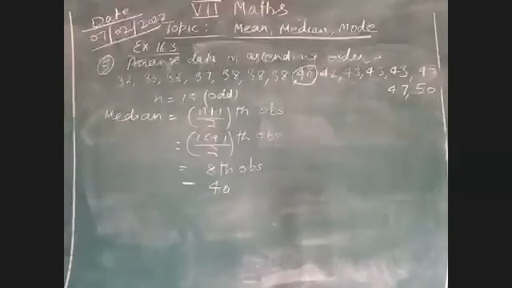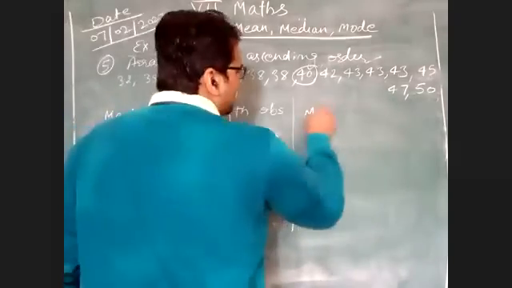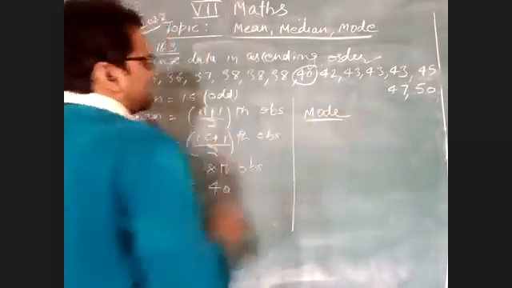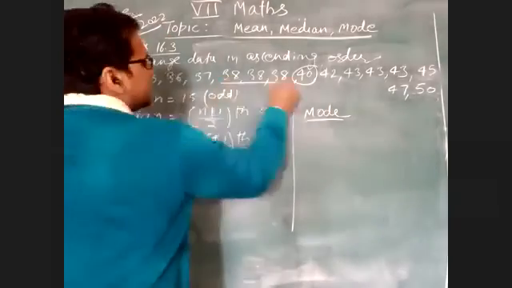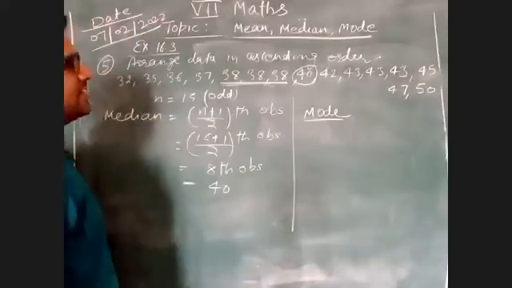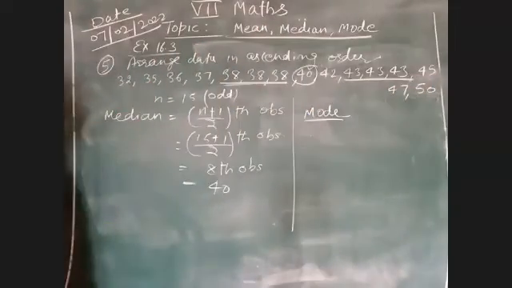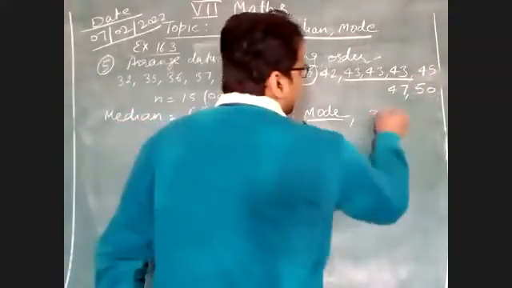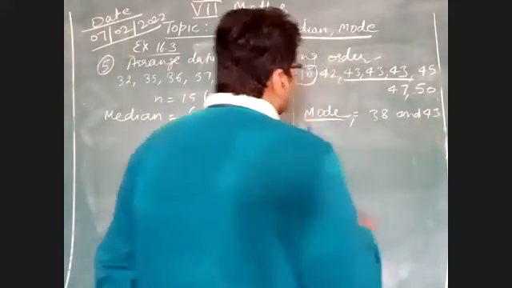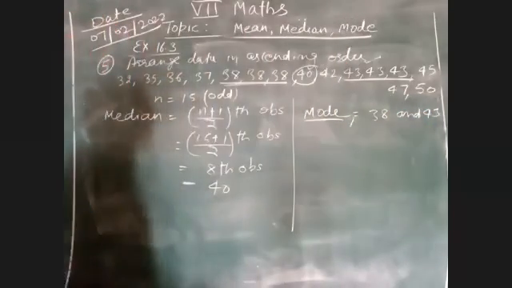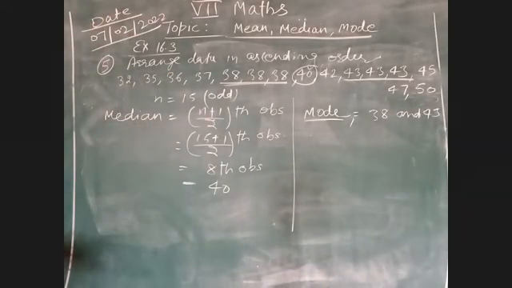Now you have to find out the mode. And now we are calculating the mode here. You all know that mode is the value which is repeating the maximum number of times. Here 38 is repeating 3 times, and 43 is also repeating 3 times. So for this question, the mode will be 38 and 43, because both are repeating 3 times. So these two values will be the mode for your data.